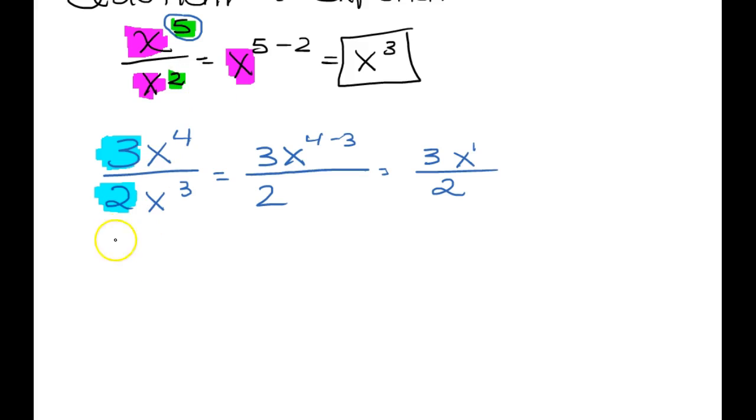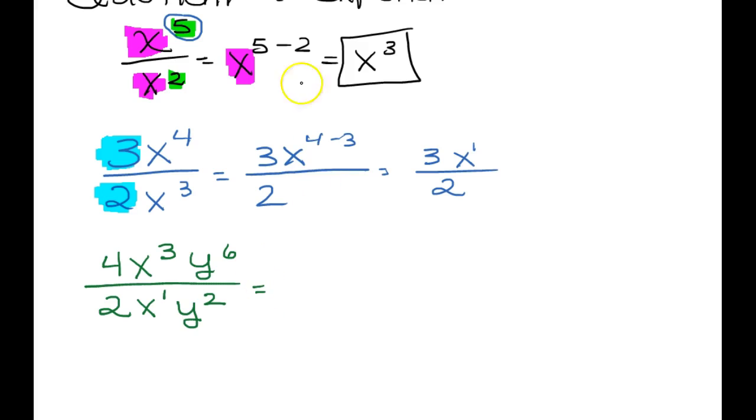Okay, so let's look at one where we actually have to reduce it though. What if we have 4x to the third, y to the sixth, over 2x to the first, y squared? What happens? Well, remember, we're going to take our integers and we have to deal with those first. Those are kind of like the Legos where we just kind of leave them alone. So when I do this, 4 over 2 equals 2 over 1, it reduces.